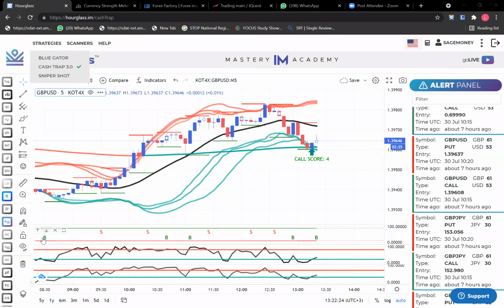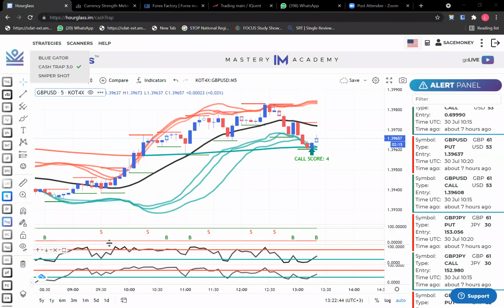If you look down here, this is called the DMI stochastic, where you see BSSB, BS, and so on. Basically, S is for sell, B is for buy. This is another indicator for when it comes to calling trades, when it comes to taking a trade idea.